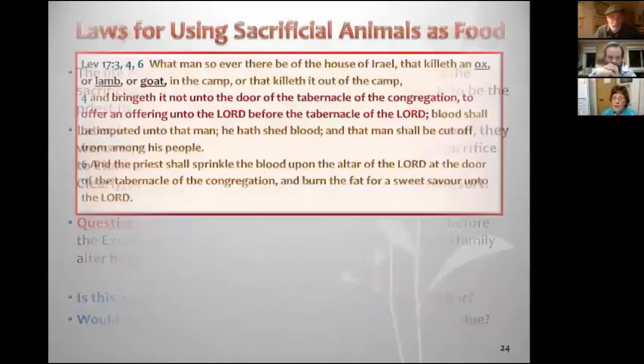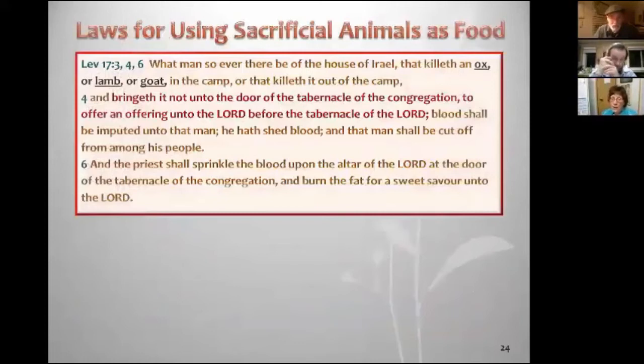So here is the law for using a sacrificial animal as food. It is given in Leviticus 17. What man soever there be of the house of Israel that kills an ox or a lamb or a goat in the camp, or that kills it out of the camp, and if he does not bring it to the door of the tabernacle of the congregation to offer an offering unto the Lord before the tabernacle of the Lord, here's what happens. Blood shall be imputed unto that man. He has shed blood, and that man shall be cut off from among his people.